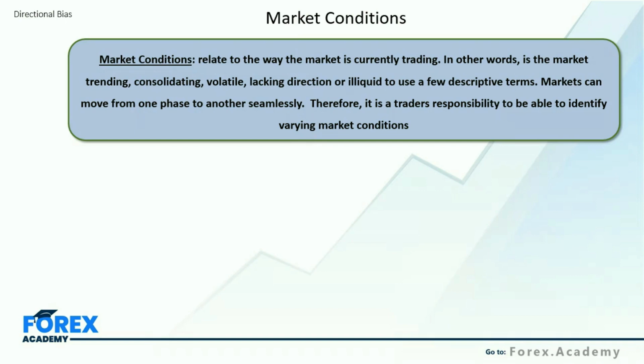Is it incredibly volatile? Are we getting big market swings? Or is it lacking direction? Or is the market actually technically illiquid? And these are just a few descriptive terms that people use to discuss market conditions: volatility, illiquidity, lacking direction, consolidating, trending. So these are all the terms that can be associated with market conditions. Now, markets can move from one phase to another quite seamlessly, and this can happen very, very quickly. So therefore, it is a trader's responsibility to be able to identify varying market conditions and to understand what those conditions are.